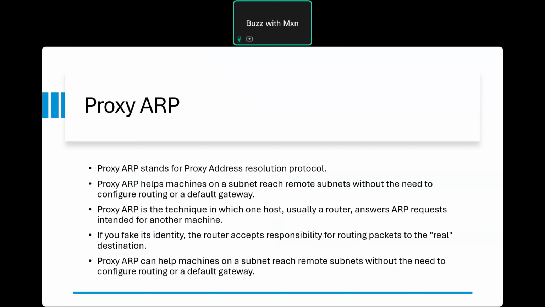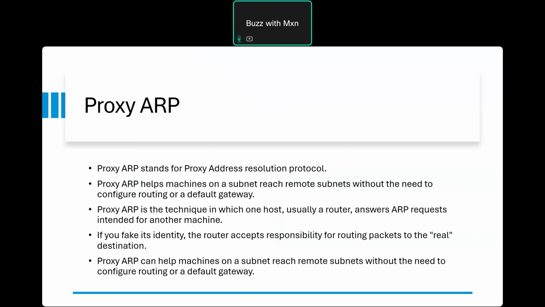So in order to reach that host, what do we do if routing is not configured? If routing is configured, then the router would have the details in its routing table and will easily route the traffic to the particular destination. But if the routing table is not configured, how will we be able to communicate with a host which is outside on a different network? In that case, if routing is not configured on the default gateway, we make use of proxy ARP to reach that host. Proxy ARP is a technique in which one host, usually a router, answers the ARP request intended for another machine.